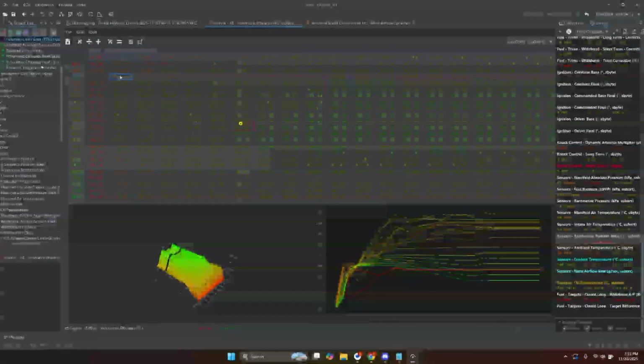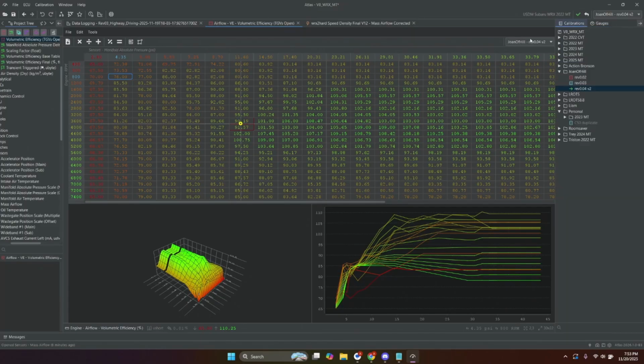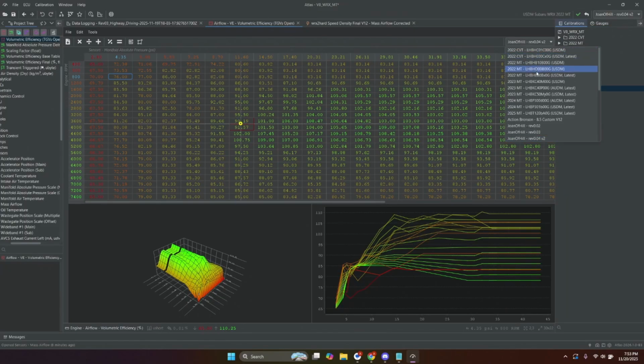That's where VE comes in. And then, why are you changing the VE table? Okay, that's a fair question. Let's look at the stock VE table for reference.